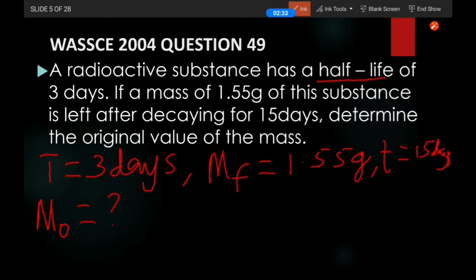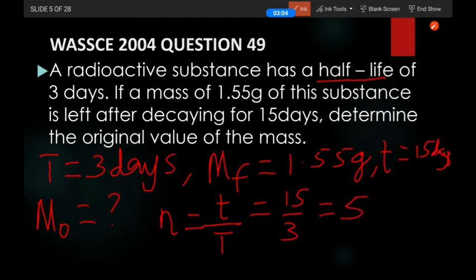Before we can get the original mass of that substance, we need to do some calculations, and let's get started. Basically, we have to look for the number of times of decay, and that will be the time taken for that substance to decay divided by the half-life. And that will give us what? 15 divided by 3. That gives us 5. So the number of times the substance decays is 5.